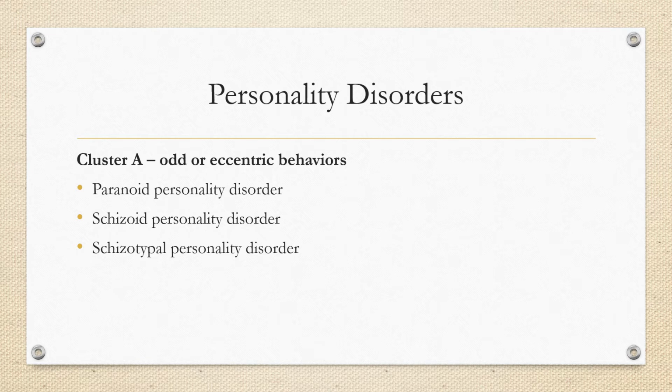Personality disorders are organized according to clusters around a predominant type of behavior. Cluster A is odd or eccentric behaviors and includes paranoid personality disorder, schizoid personality disorder, and schizotypal personality disorder.